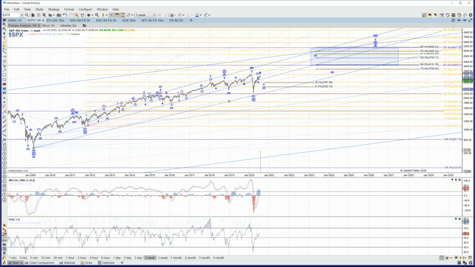Do I expect the VIX to go up significantly soon? We can take a look at the VXX a little bit later, probably near the end of the webinar, and I'll let you know my thoughts on that.